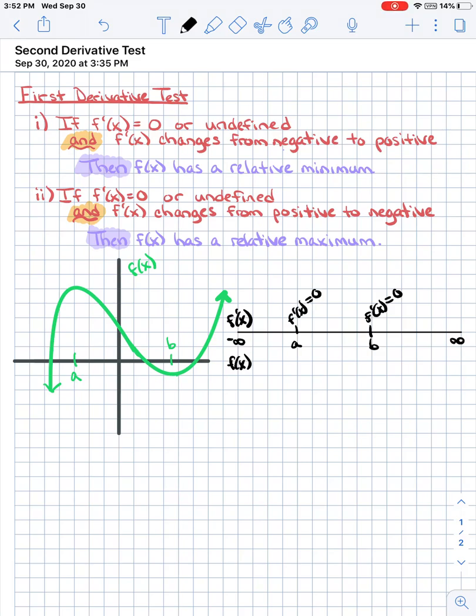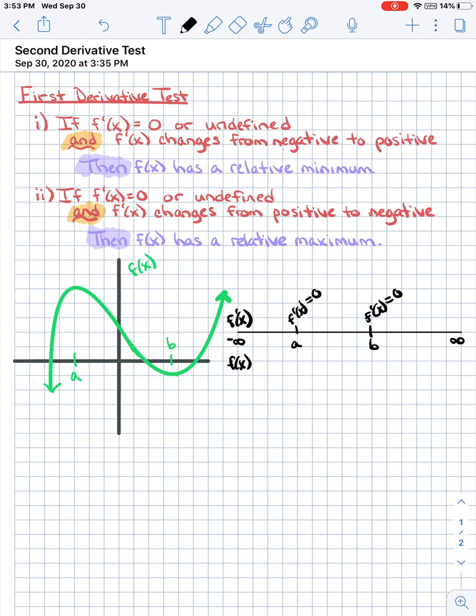Okay, so far up till now, you have explored the first derivative test. I didn't call it the first derivative test, but that's what it is. And that's where we're looking at a graph and determining the extrema, the relative max and the relative minimum. So we look at, first of all, is the slope equal to 0?